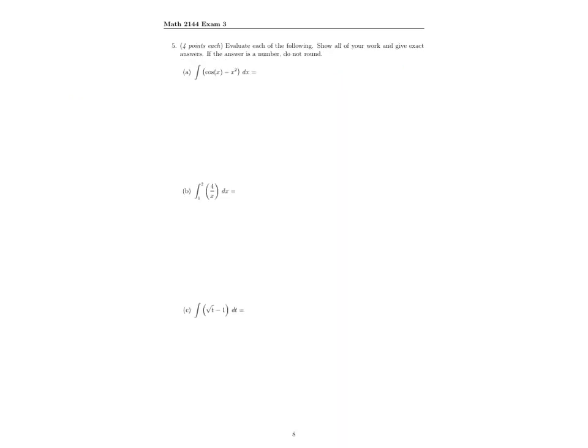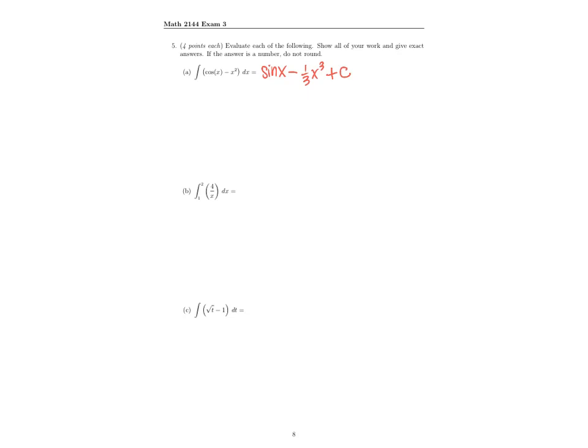Okay, for this one, I'm just going to be integrating. An antiderivative of cosine x is sine x, and an antiderivative of x squared is 1/3 x cubed. And then since this is not a definite integral, I'll need to make sure I have my plus C.